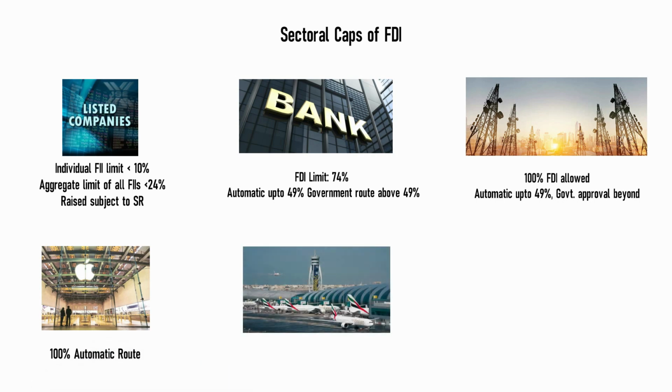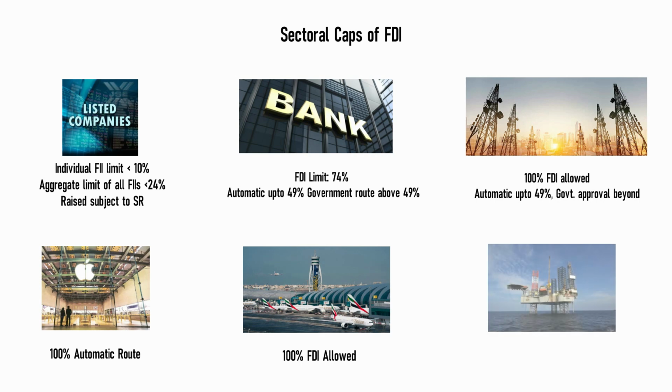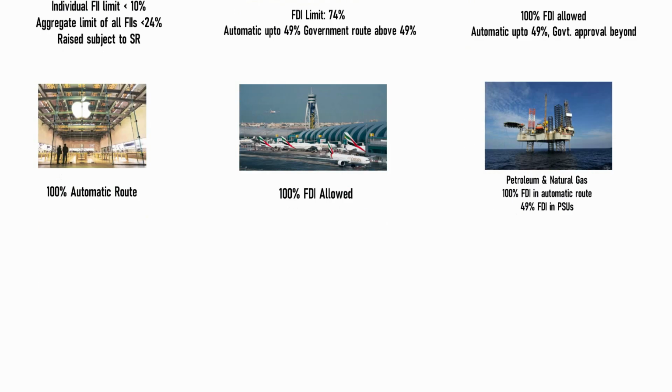For airports, 100% FDI is allowed under the automatic route. In February 2020, GMR, which owns and operates Delhi, Goa and Hyderabad airports, sold its 49% stake to a French company. Everyone must have heard about the 20% sale of Reliance's oil to chemical business to Aramco, which is the world's most profit-making company. FDI in the case of petroleum and natural gas is 100% under the automatic route.